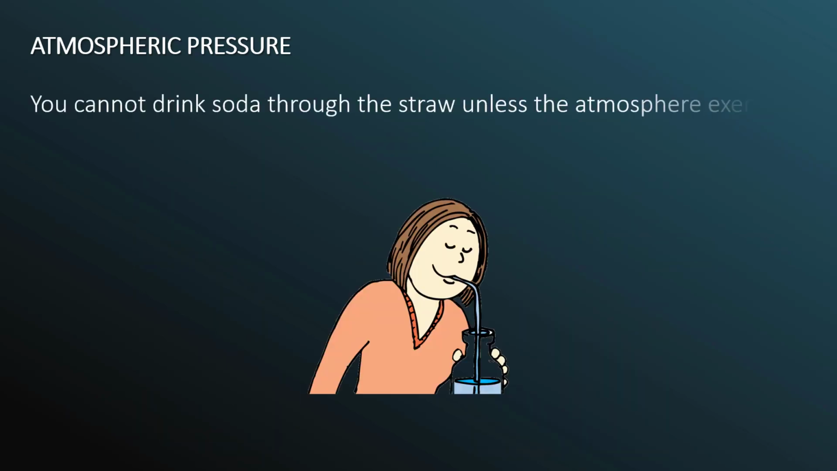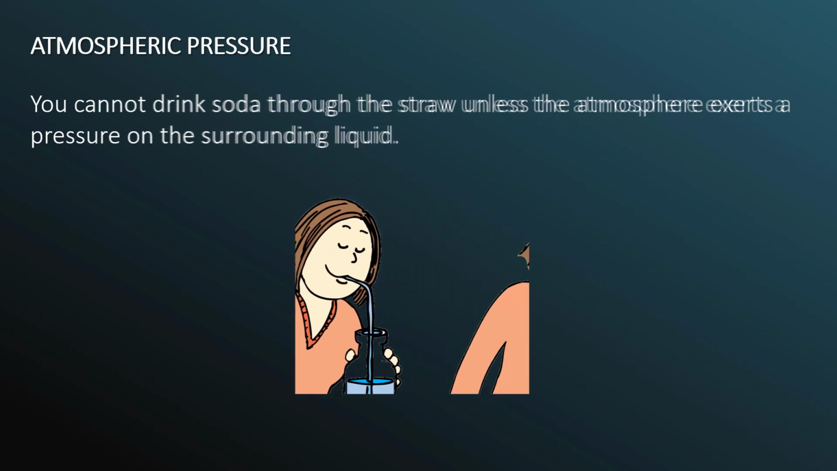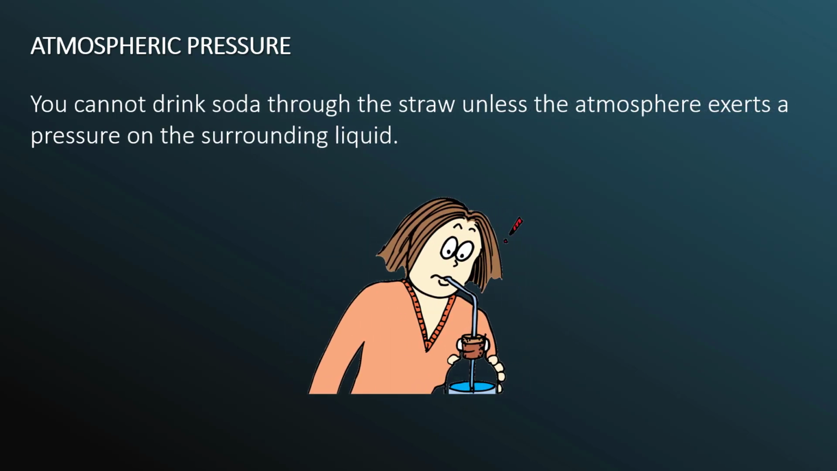You cannot drink soda through the straw unless the atmosphere exerts a pressure on the surrounding liquid. So strictly speaking, the girl does not suck the liquid up the straw. She instead reduces the pressure in the straw and allows the weight of the atmosphere to push the liquid into the straw and then into her mouth. What if the glass that she's holding is corked? The atmosphere that is in the glass cannot be refilled by the outside air.